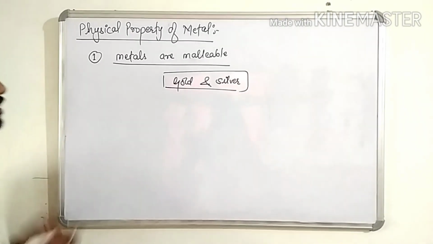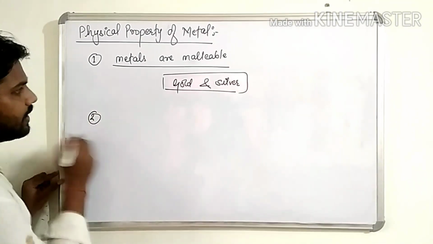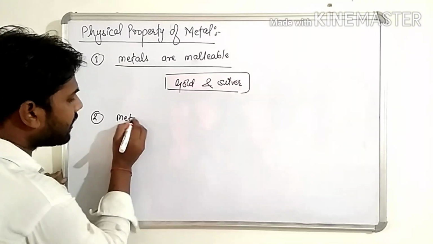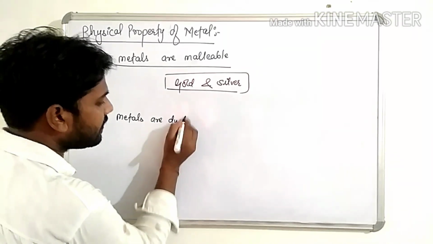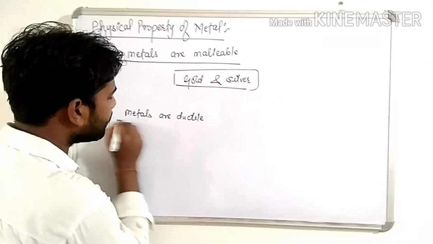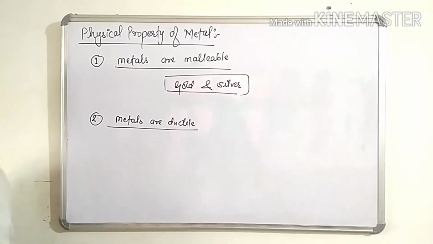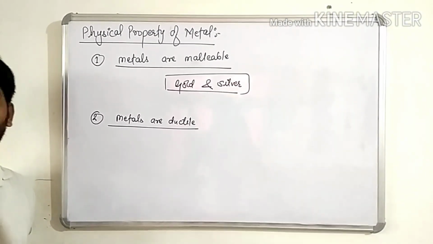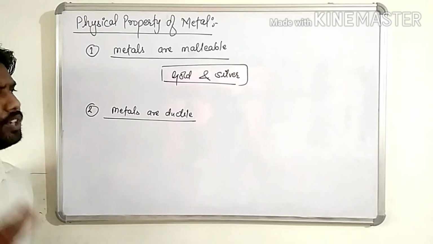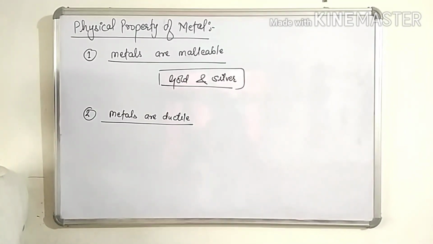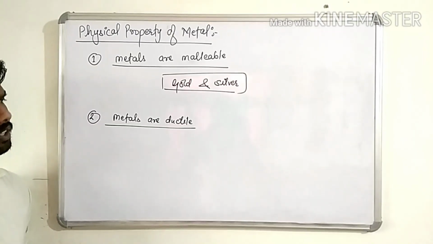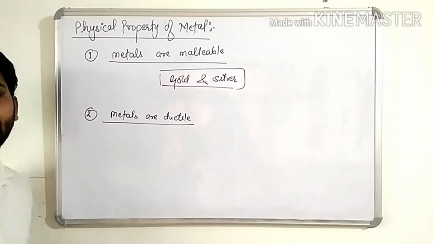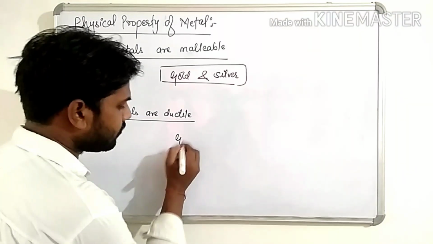Okay children, now second is ductile. Metals are ductile. It means metals can be drawn, okay, into thin wires without breaking, and the most ductile metal is gold.